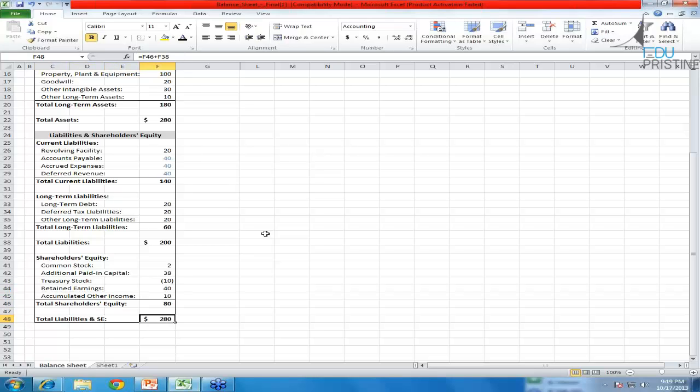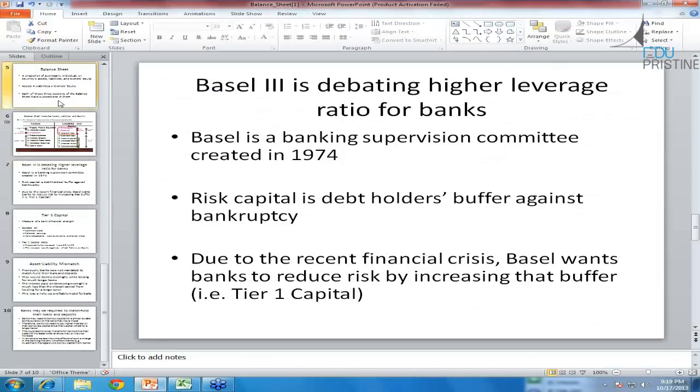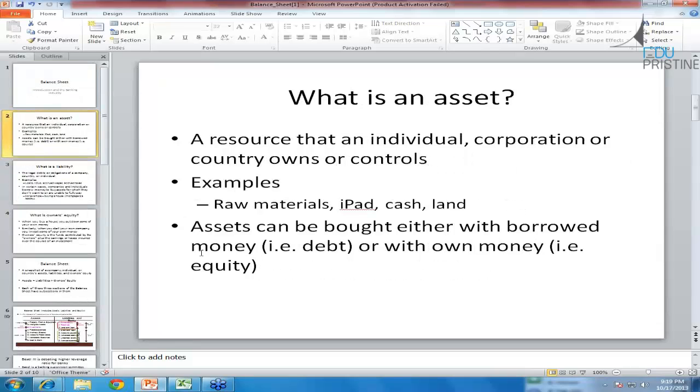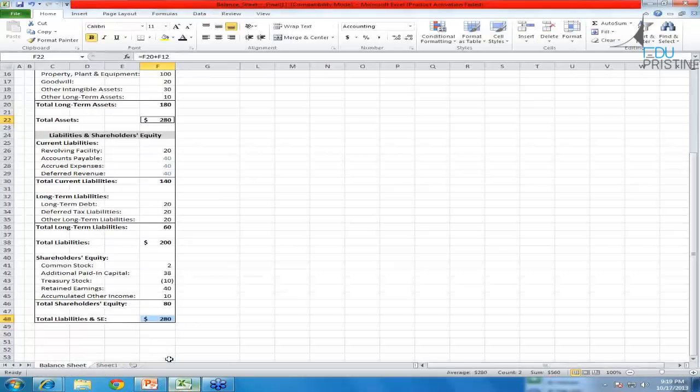So as you can see, for this balance sheet to balance, the liabilities plus the stockholders' equity needs to match the assets section. And if you remember what I said in the balance sheet, assets can be bought either with borrowed money or own money, which makes sense here. If my assets equal my liabilities plus stockholders' equity, what that means is every piece of asset that I bought was with either borrowed money of $200 for this particular example, or my own money of $80.